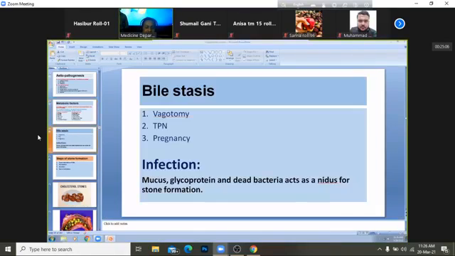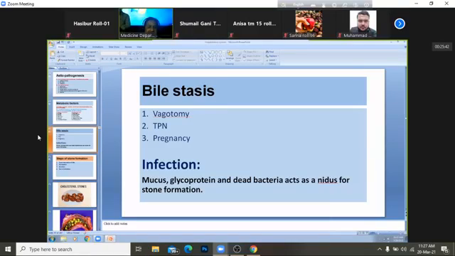Bile stasis. So we are discussing the etiopathogenesis of the formation of cholesterol and mixed stone. Here, stasis and infection. Bile stasis may develop after vagotomy because the vagus nerve is responsible for motility of the extrahepatic biliary tree. So after cutting off the vagus nerve, there will be relative stasis.